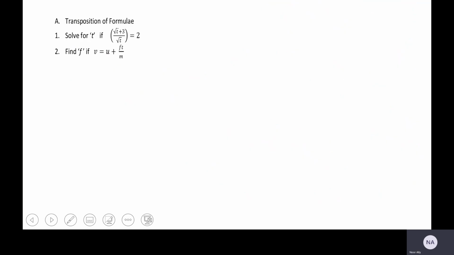Now what we're going to do very quickly is apply those processes of the solution of equations to simple formulae. So for example, in the first one, solve for t if the square root of t plus 3, divided by the square root of t, is equal to 2. So in my solutions, it's just various algebraic manipulations that we have to introduce. So I have the square root of t plus 3 divided by the square root of t is equal to 2.